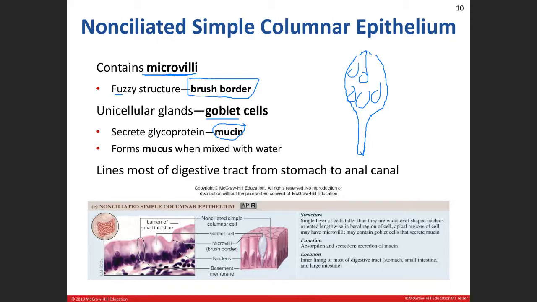When that mucin mixes with water, it turns into mucus. The mucus has several functions. One, it acts as a lubricant, so it reduces friction, but it also helps to neutralize acid, stomach acid for example. So we're going to see this type of epithelium in the digestive tract, pretty much from the stomach all the way down to the end of the digestive tract, to the anus. Stomach to the anus.